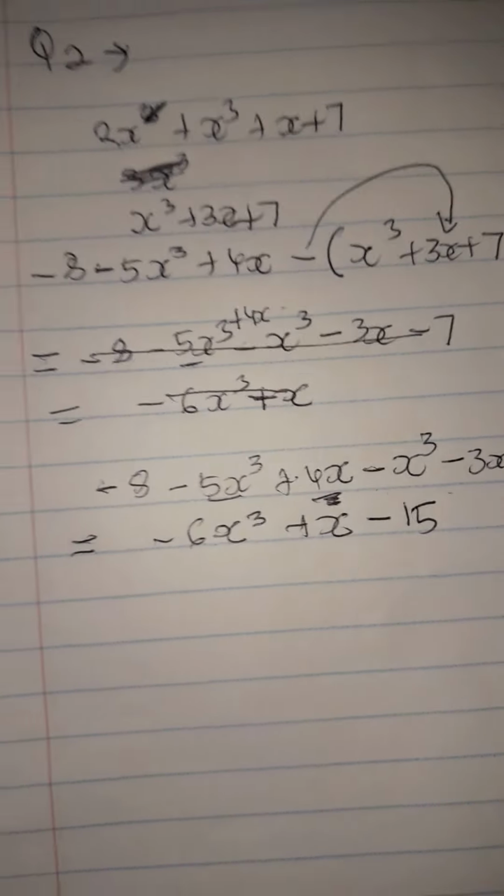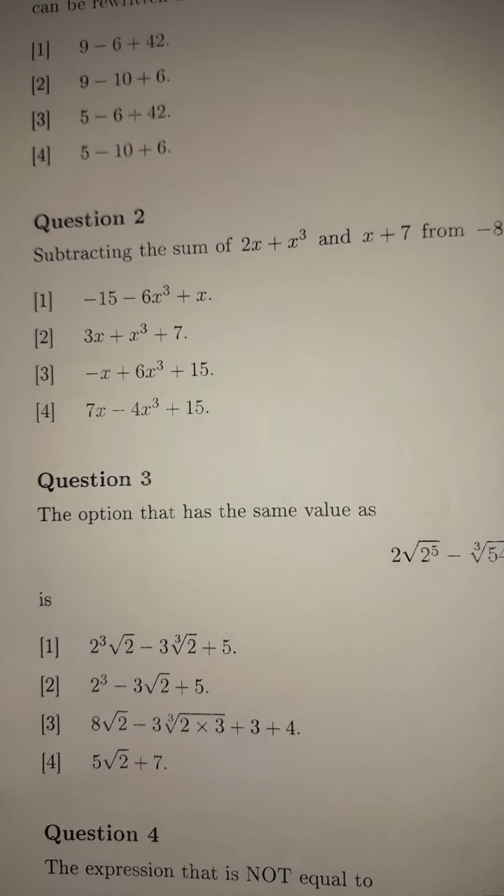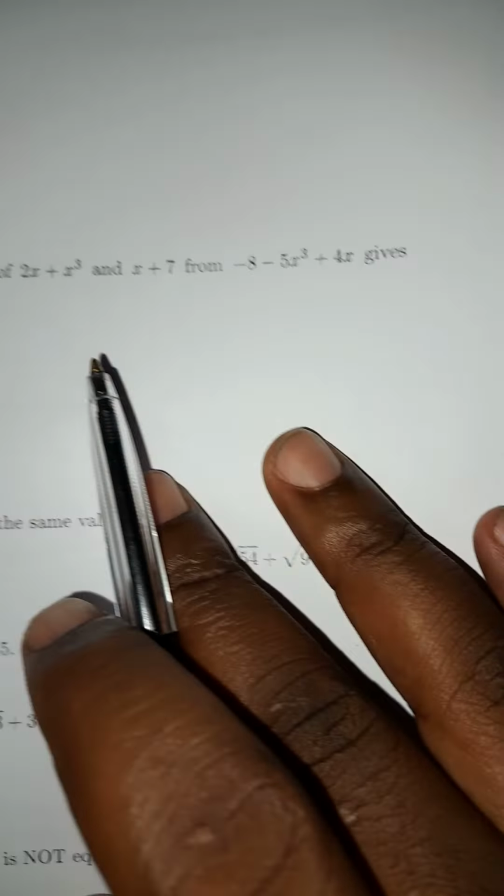Right. So let's go and check which solution this will be. Let's see what we have. We have negative 6x cubed. Do we have negative 6x cubed here? Yes. Do we have positive x? Yes. Do we have negative 15? Yes, definitely. The solution from question 2 will be option 1. So we are going to write option 1. Let's go to question 3.